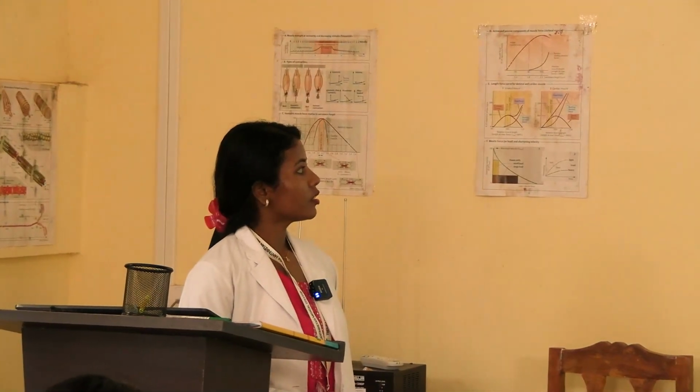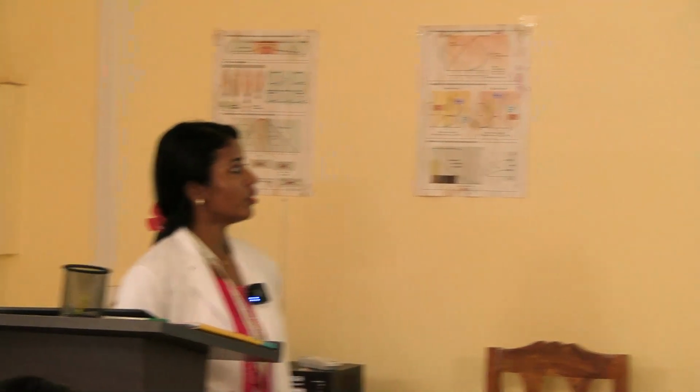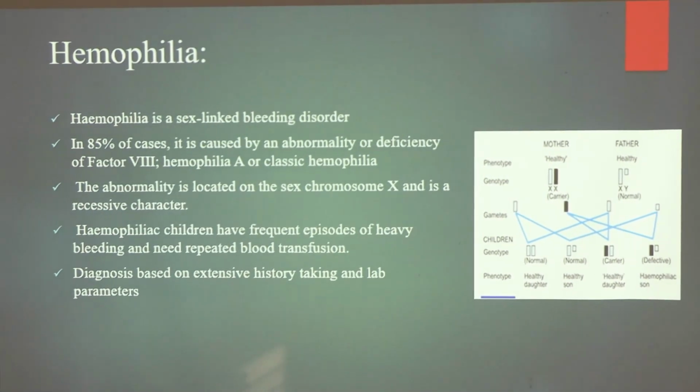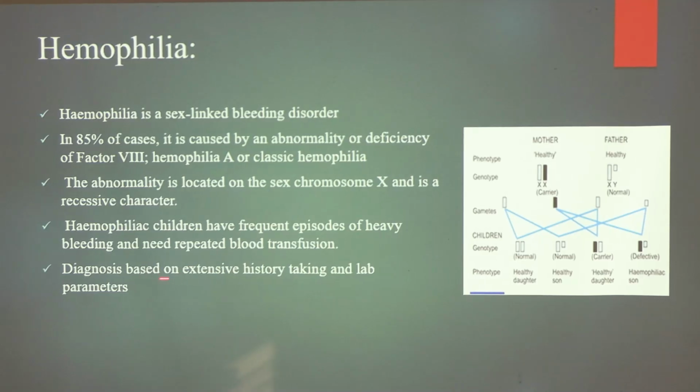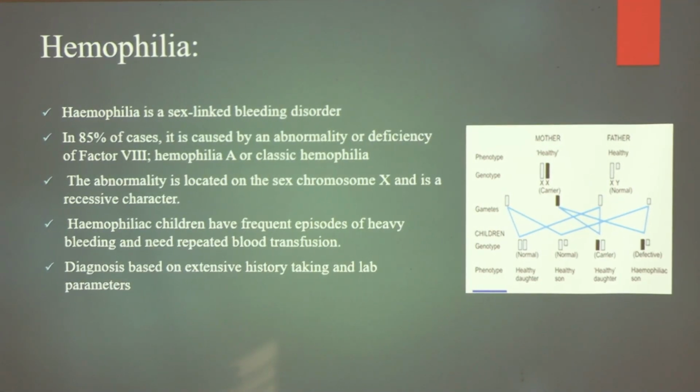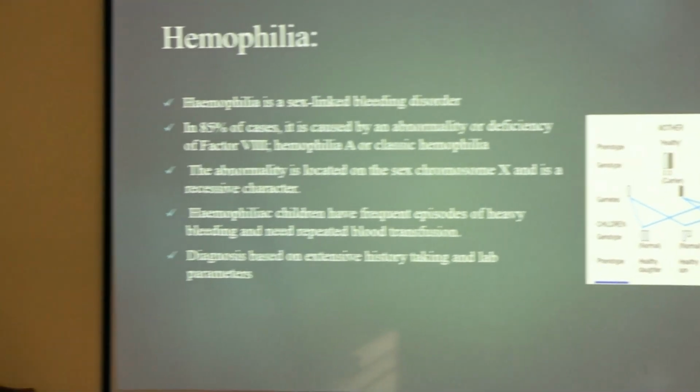So what is the clinical history? The patient will tell you there have been episodes of heavy bleeding, or there is a history of repeated blood transfusion, okay? And to diagnose, you have to take a very detailed history, you have to ask, okay? And then you will discuss the laboratory parameters.